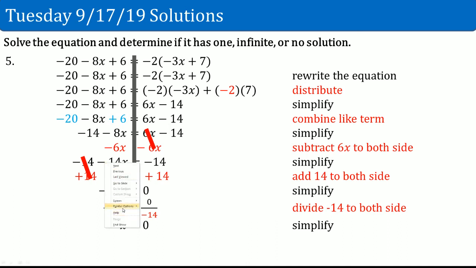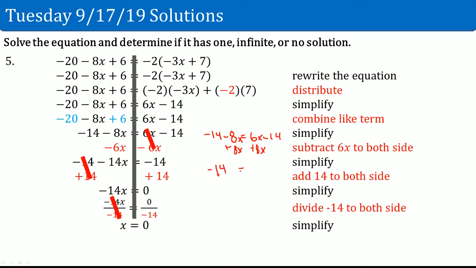If you want to see the other way, I think I have a pen here. Yeah, so watch this. Let's say I had this line, okay? 6x minus 14, okay? And you add 8x, you would still have gotten 14x minus 14. Okay, then you're going to add 14, you still get 0 here equals 14x.